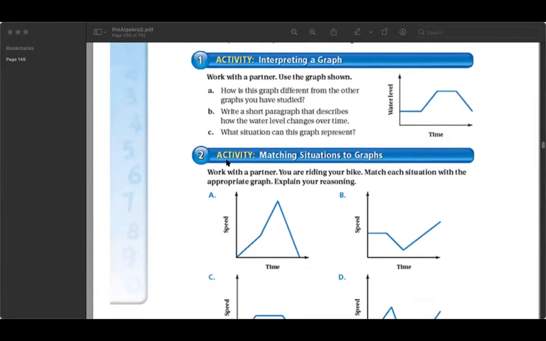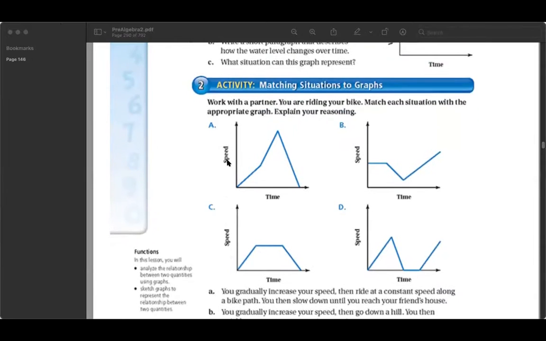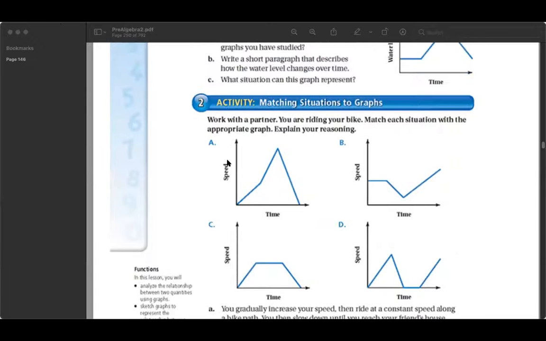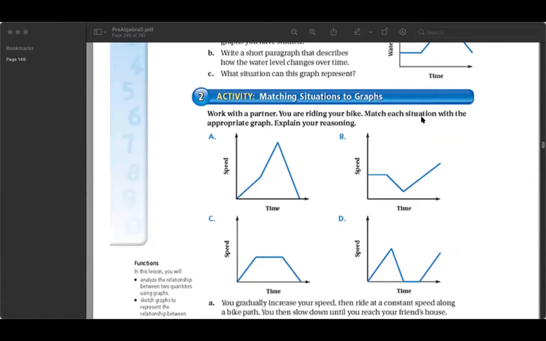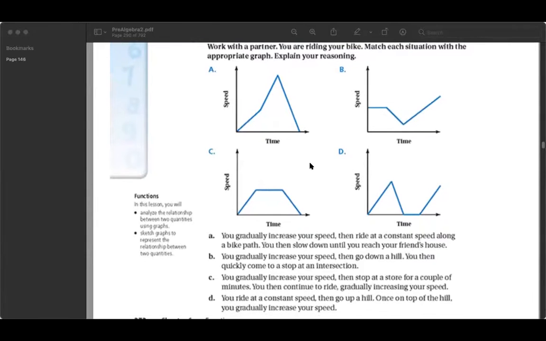So, interpreting a graph. Okay, here we go. Here's a good one. We're going to match each situation with the appropriate graph and explain our reasoning. This one already gives us words and we can put it to the graph. So maybe that'll be nice. Let's see, what do we want?